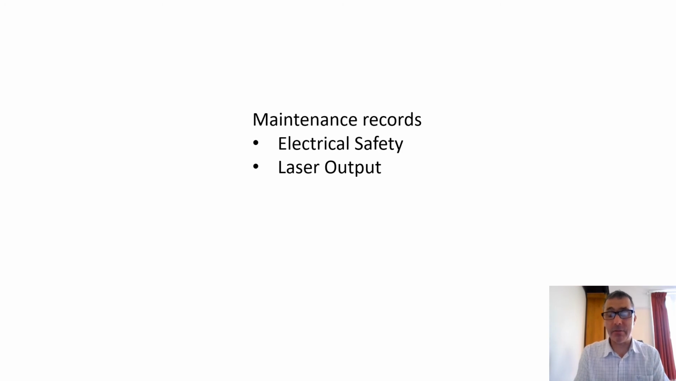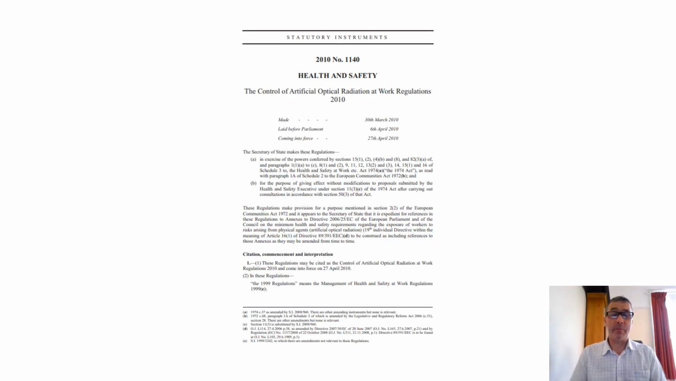For the laser itself, we would check the maintenance records, and there should always be an electrical safety check. Lasers can operate at thousands of volts, and therefore electrical safety is a very important part of the assessment. And also, unless it's been measured by perhaps the physics department or the LPA, there should be an assessment of laser output in the maintenance record.